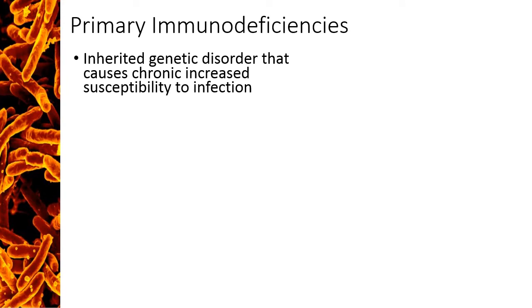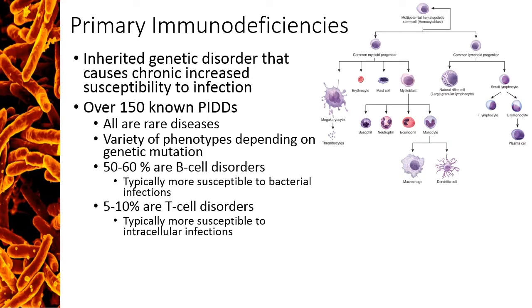Your primary immunodeficiencies are genetic disorders, so they're inherited from your parents, and what happens is there's a defect or a mutation in one of the genes that's necessary for development of the immune system. Depending on what gene is mutated, it really changes the phenotype or the type of disease you have, but overall, most primary immunodeficiencies cause some sort of chronic increased susceptibility to infection.